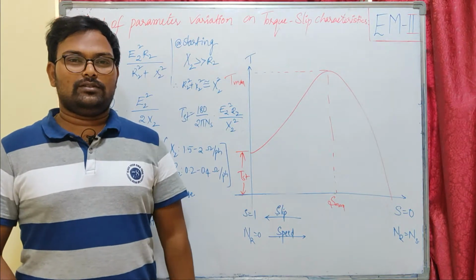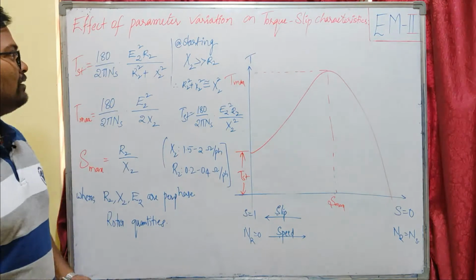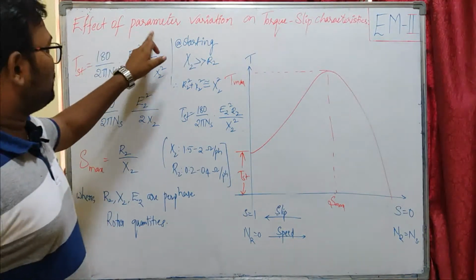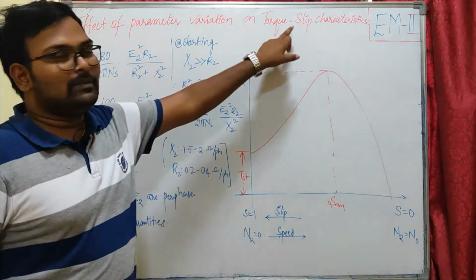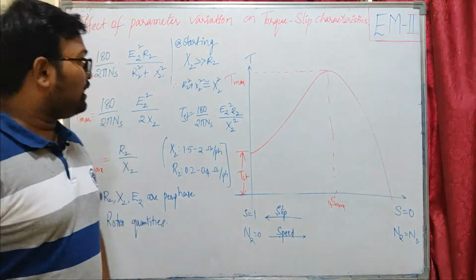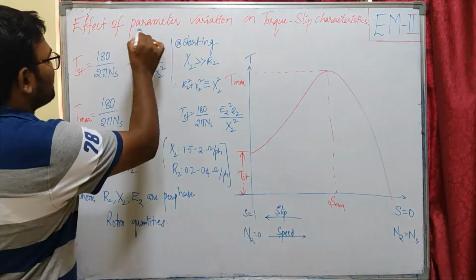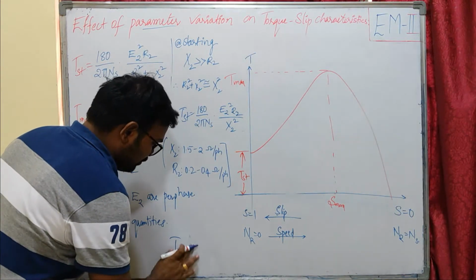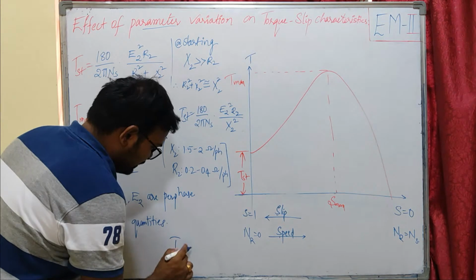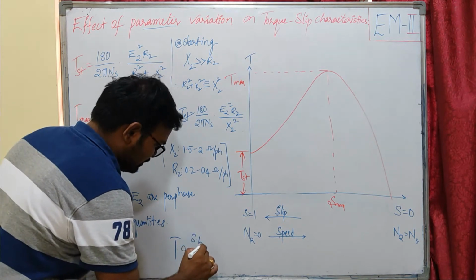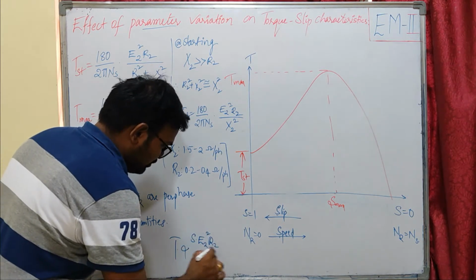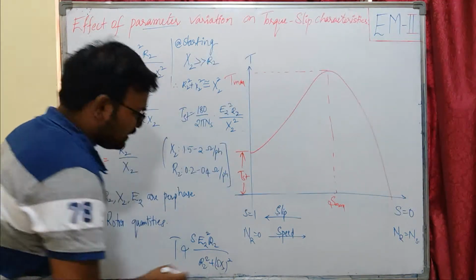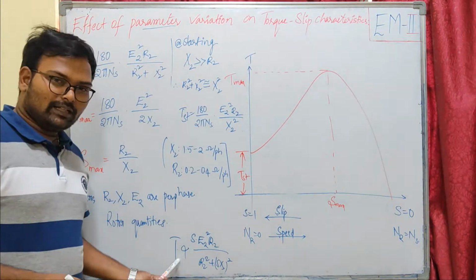Hello students, so let us discuss the effect of parameter variation on the torque slip characteristics of our induction machine. What do you mean by parameters? The torque equation is proportional to, taking the proportionality, s E2 square R2 by R2 square plus (s X2) whole square. These are the parameters based on which our torque will change.